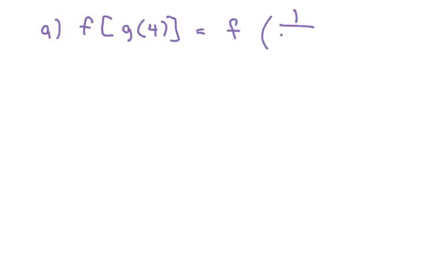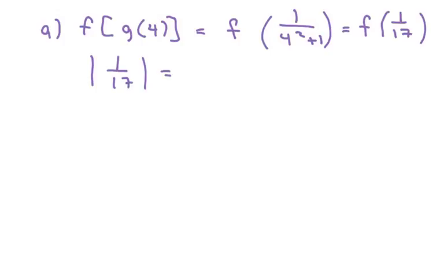Since this is part 3, I'm going to shorten this a bit and write the first one automatically as f of g of 4. Now this is our inner function. You start with that. So this is going to be f, and everywhere there's an x, you put the 4, which is going to be f of 1 over 17. Now f of 1/17 is going to be the absolute value of 1 over 17, which equals 1 over 17.